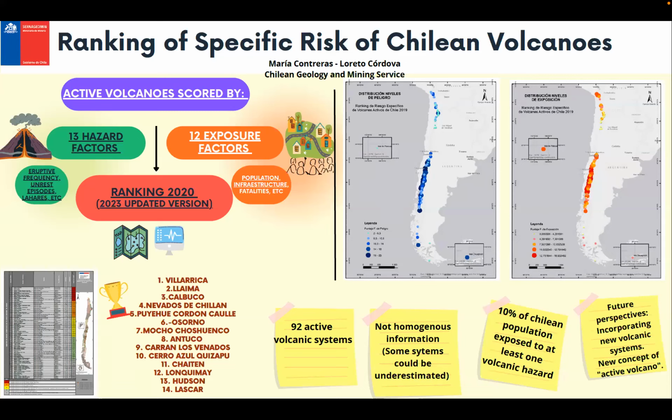Those maps show the score for hazards in blue and exposure in red. As I hope you can see, there is a concentration of the darkest color, which means the highest scores, located between 36 and 42 degrees in latitude. And from those results, I would highlight that in spite of the effort collecting data for those systems, there is still a lack of information, mainly related to the geological record and monitoring parameters.